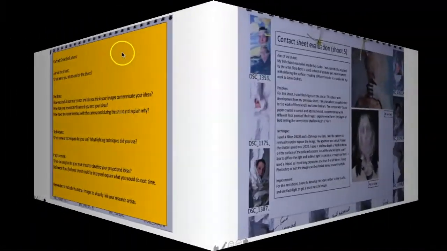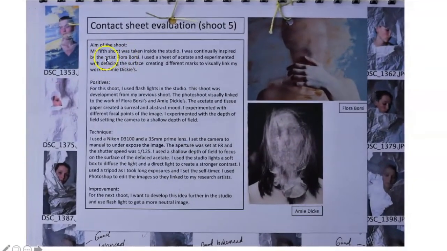So like so here, so we've got Rao here, so she's got her aim of shoot. She's clearly referenced the two artists. We've got two lovely big images here. And it just reinforces that, because I look at this and then I look at her contact sheets and you can see clear connections with the techniques that she's applied to her work. She's talked about the positives of what's worked well. She's talked about the mood within the images. She's talked about the technique she's used.